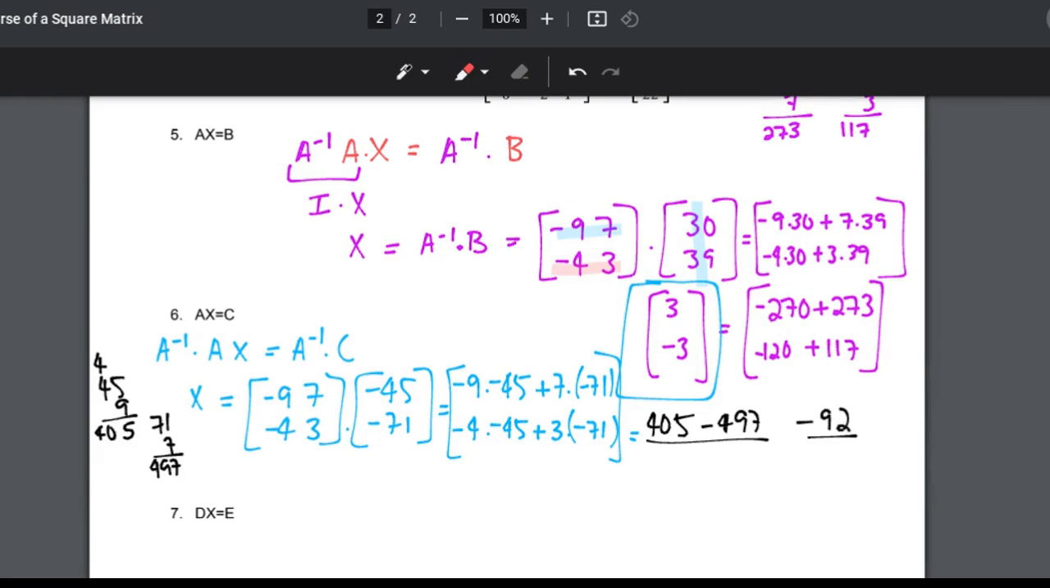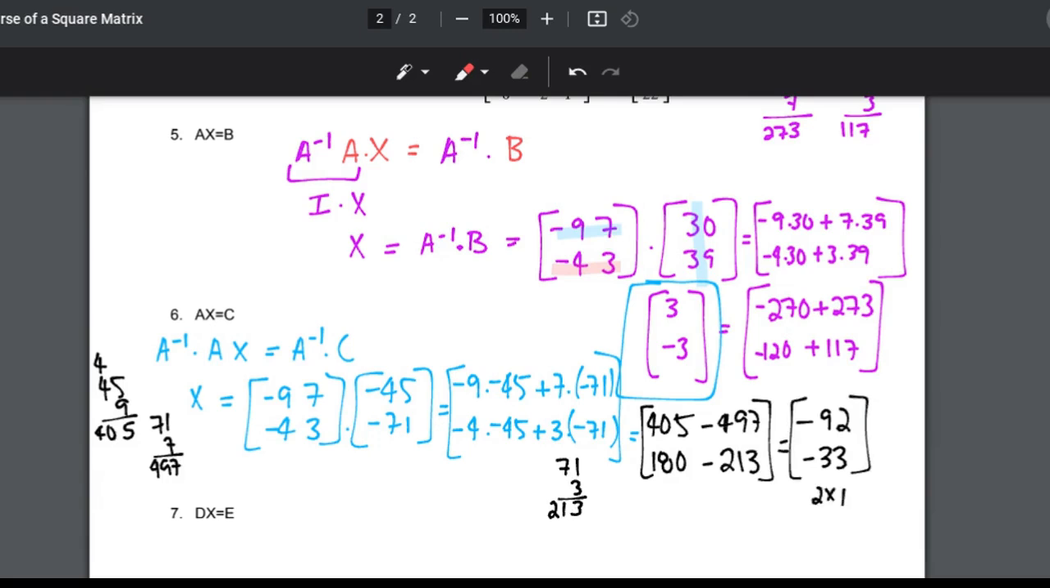45 times 4 would give me positive 180. And if I do 71 times 3, that gives me negative 213. All right, so 180 minus 213 is negative 33. Sorry, these should not be fractions. So I just have a 2 by 1 matrix, and that's my answer.